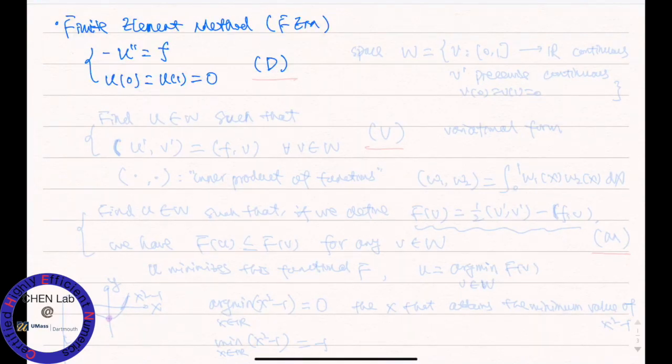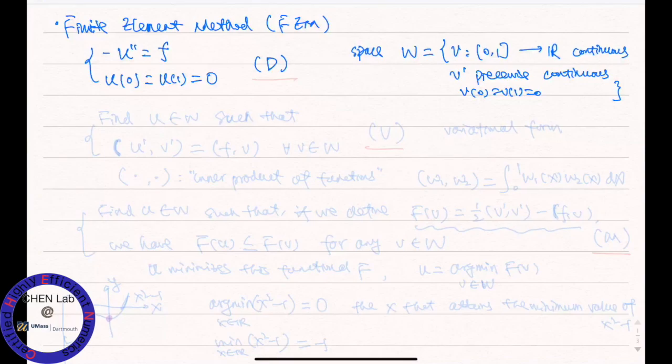And I'm going to define a space W to be a space of functions v, all the functions v which go from [0,1] to the real line, so real-valued functions. And I'm going to assume v is continuous, and also v prime is piecewise continuous. And we assume v(0) is equal to v(1) is equal to 0. So that's the space W.